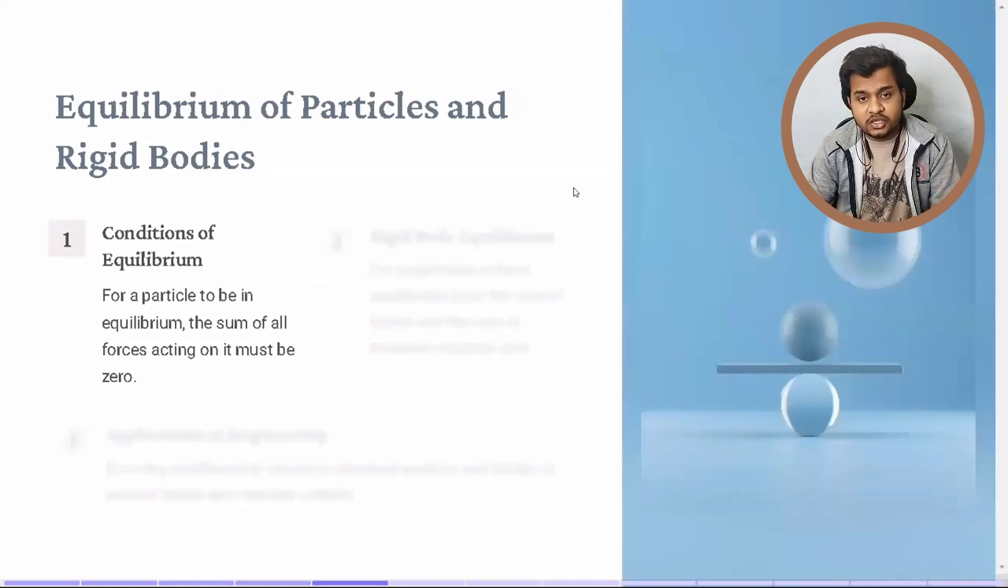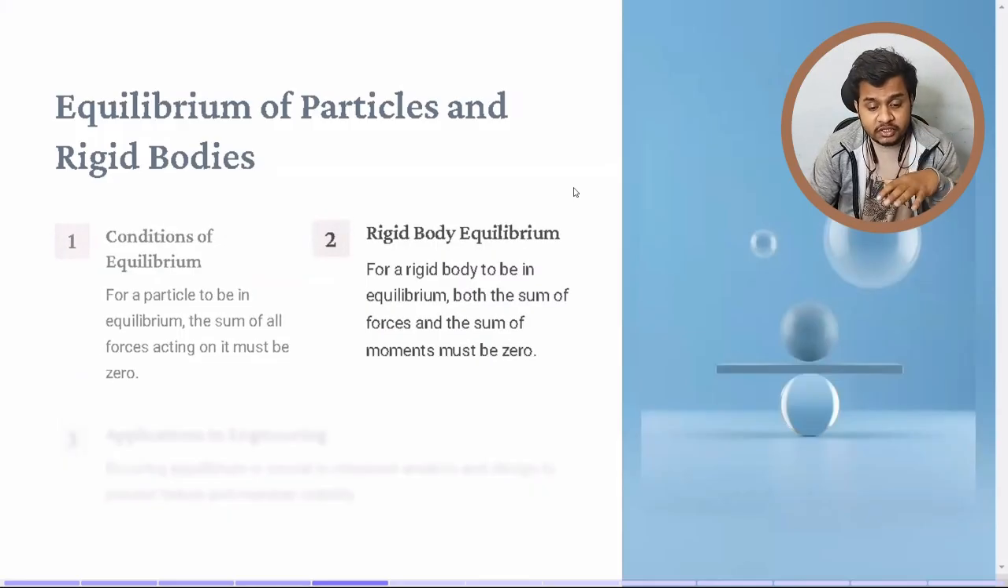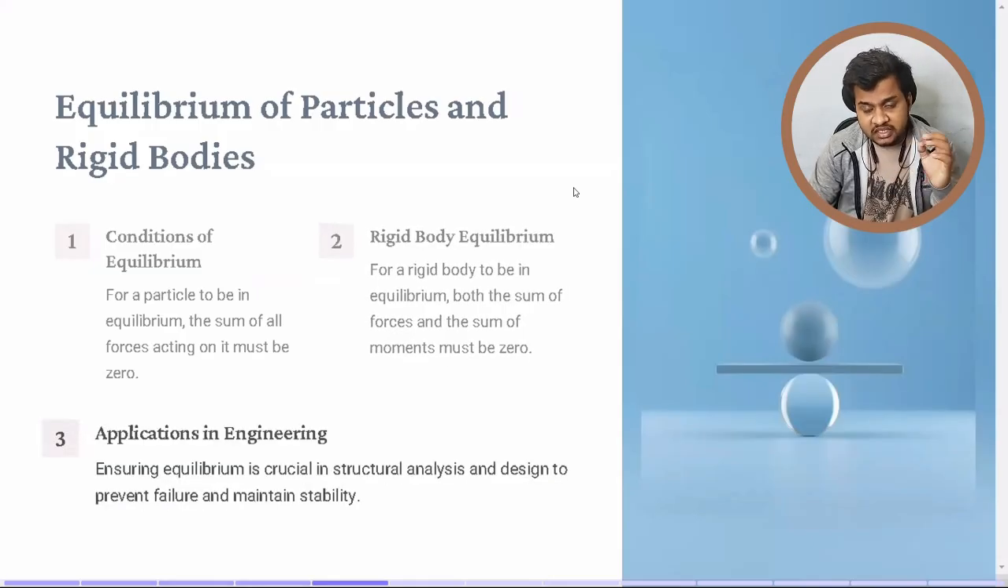Now the equilibrium of particles and rigid bodies. First, the conditions of equilibrium. For a particle to be in equilibrium, the sum of all forces acting on it is zero, as we discussed in the previous slide. For a rigid body to be in equilibrium, both the sum of forces and the sum of all moments are equal to zero. In engineering applications, equilibrium is crucial for structural analysis and design, to prevent failure and ensure sustainability.